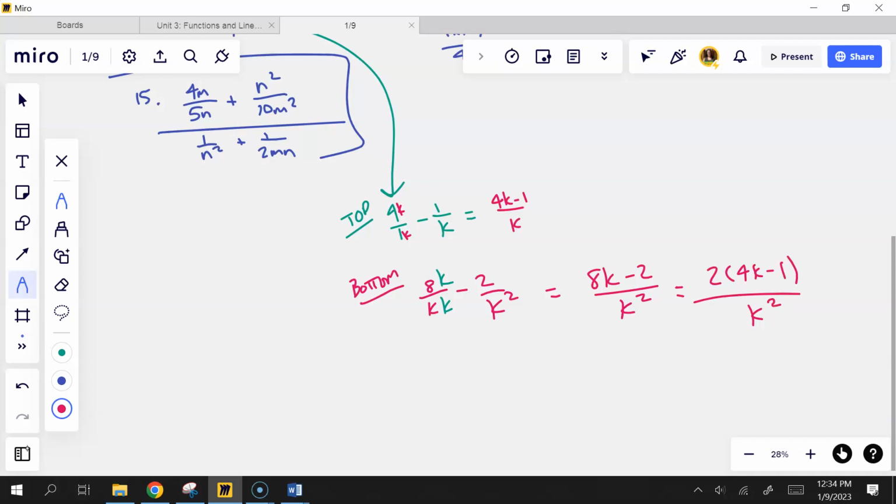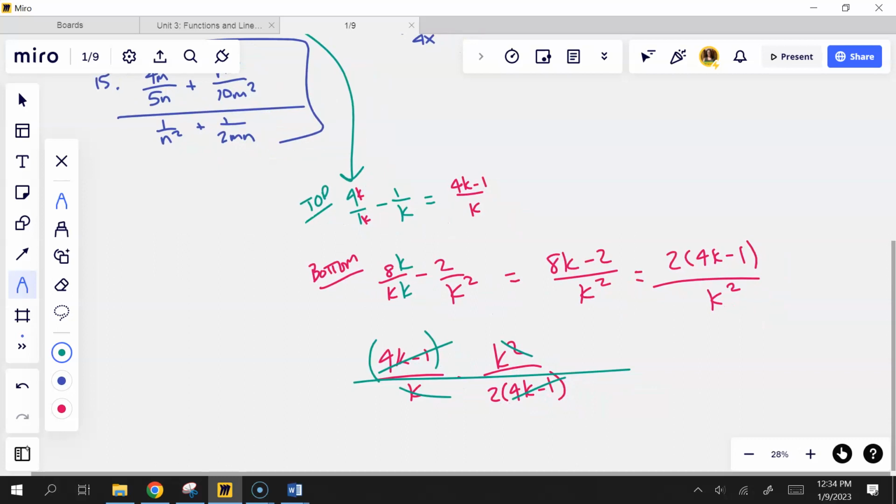All right, put them together. Top times, flip the bottom. And make it all one fraction. I have a 4k minus 1. I have a k. It leaves me with k over 2. That came out nice and pretty.